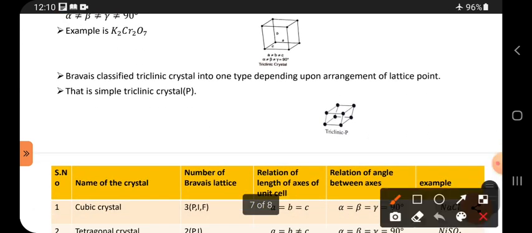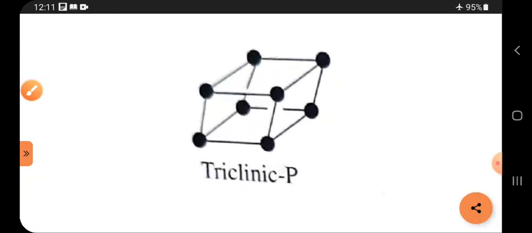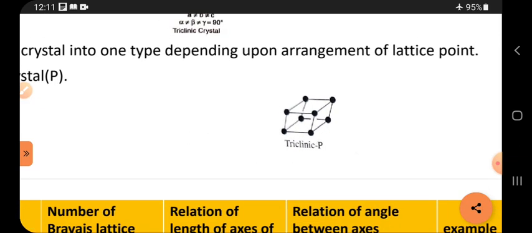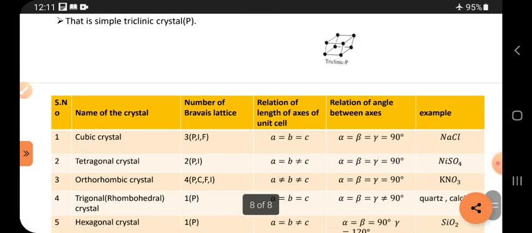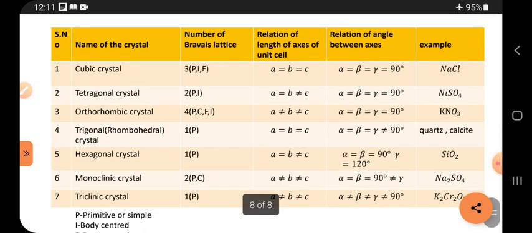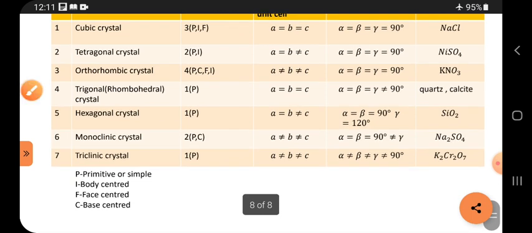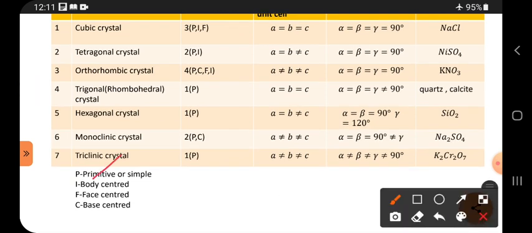According to Bravais, the triclinic crystal has one type depending upon the arrangement of lattice points, that is the simple triclinic crystal. So this is a simple triclinic crystal. Out of 8 corners, 8 lattice points are there. And this is the important thing. I have written here: P stands for primitive or simple, I stands for body centered, F stands for face centered, C stands for base centered.